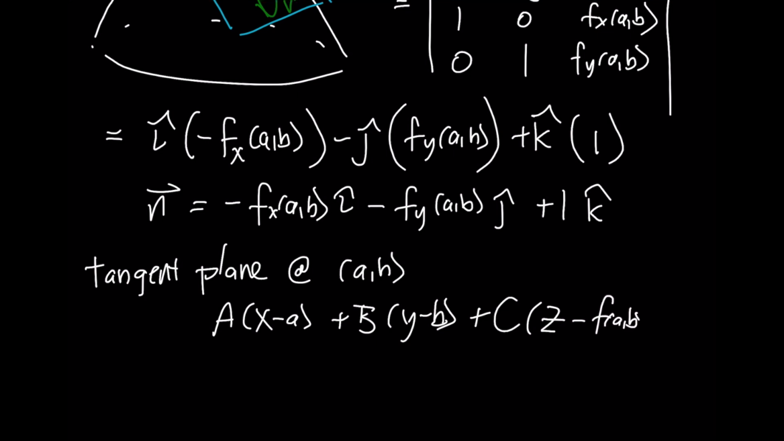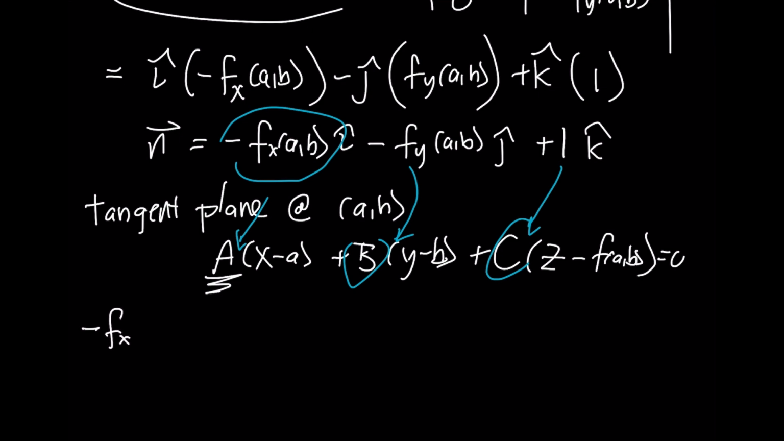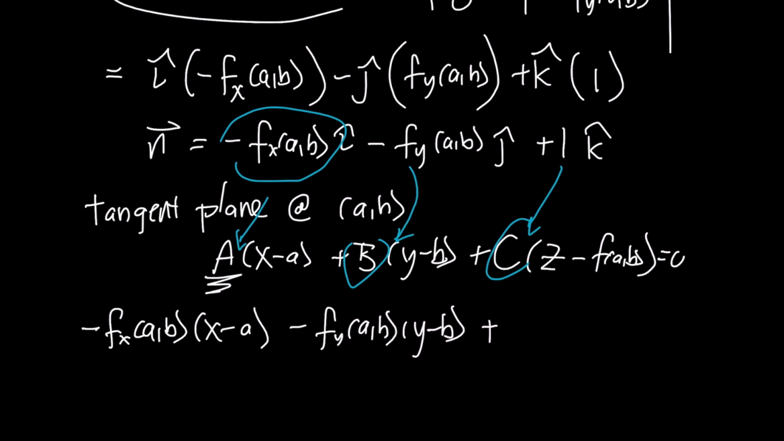Well, we've just figured out what A is. This is the value of A. This is the value of B. And this is the value of C. So the equation of this tangent plane becomes the x partial derivative with a negative into x minus a, the negative of the y partial derivative into y minus b, and then a plain old 1 into z minus this.